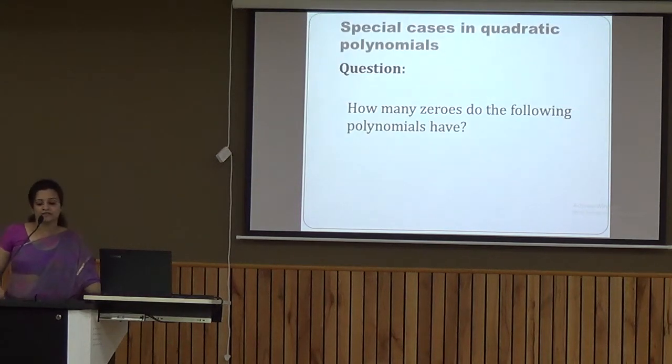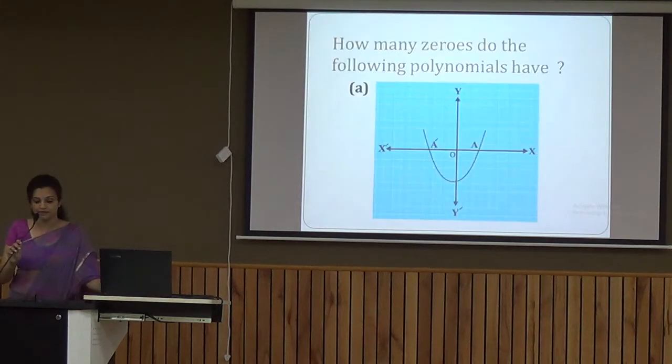Now, special cases in quadratic polynomials. A question is, how many zeros do the following polynomials have? Now, let's see. Oh, the first one. I think 2.